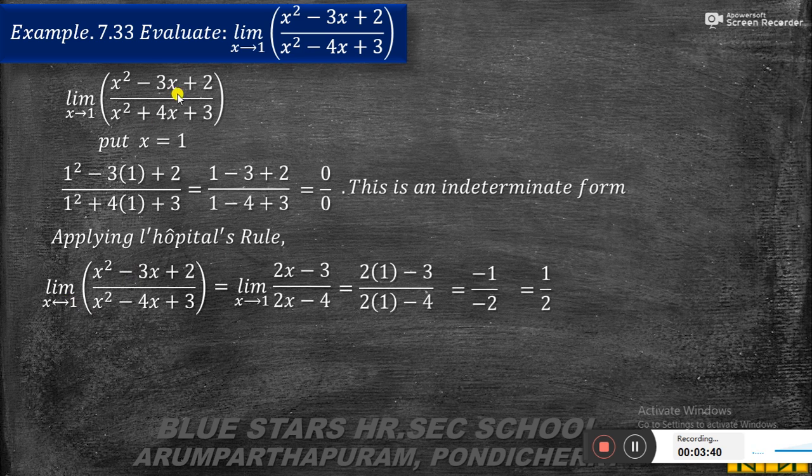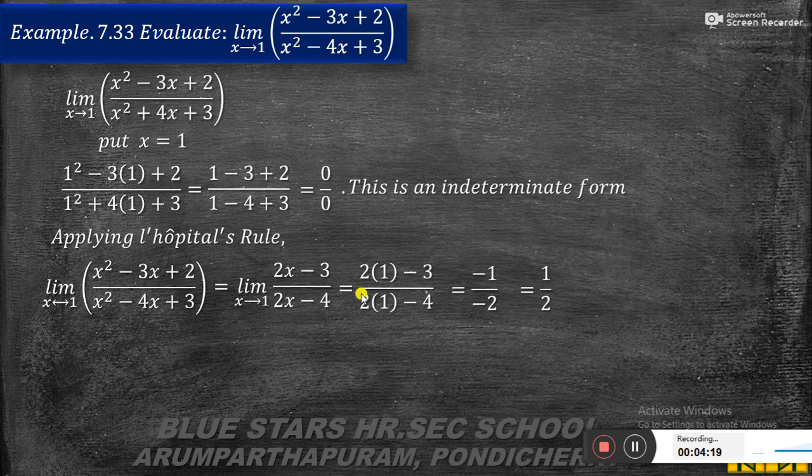So I write the given function. Limit x tends to 1 of x square minus 3x plus 2 by x square minus 4x plus 3 equals limit x tends to 1. Now I differentiate the numerator. I differentiate x square. Differentiation of x square is 2x. Minus 3 into differentiation of x is 1, so minus 3. Differentiation of 2 is 0 because differentiation of a constant is 0. By, now I differentiate the denominator. Differentiation of x square is 2x, minus 4 into differentiation of x is 1, so minus 4.